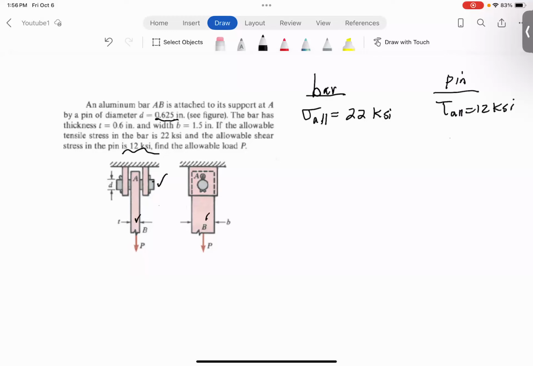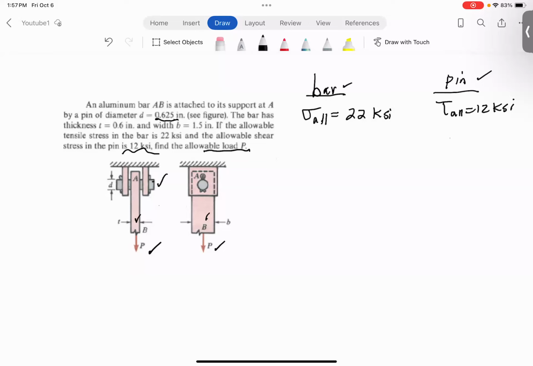Okay? So now what we want to do is, just want to make this iPad flat. What we want to do is to calculate what is the maximum load that we can apply to this. So basically, we have to look at two situations. If the failure happens in the pin, or if the failure happens in the bar, and then calculate the load in each case and then compare and see which one is the right load, the maximum load that we can apply. So to do that, let me start with the pin.